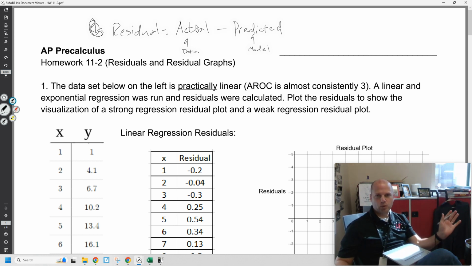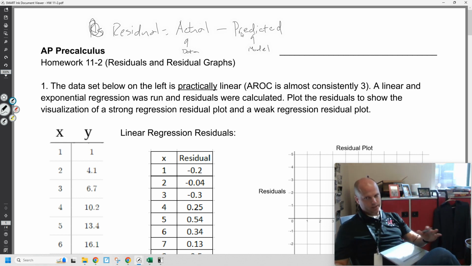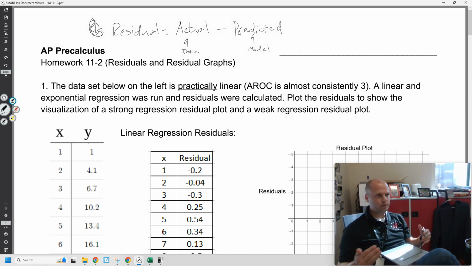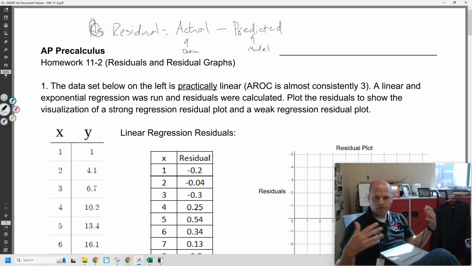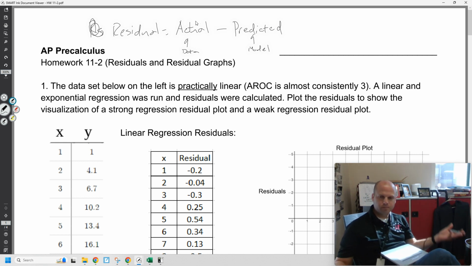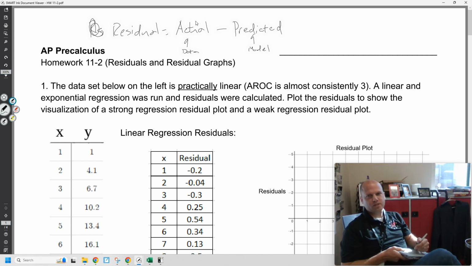If your actual is bigger than your predicted, your residual is going to be positive. But then think about it the other way: your prediction is going to be an underestimate. So when your residual is positive, it means your predicted is less than the actual. It's a little bit opposite of what you kind of expect, but it's good to understand.